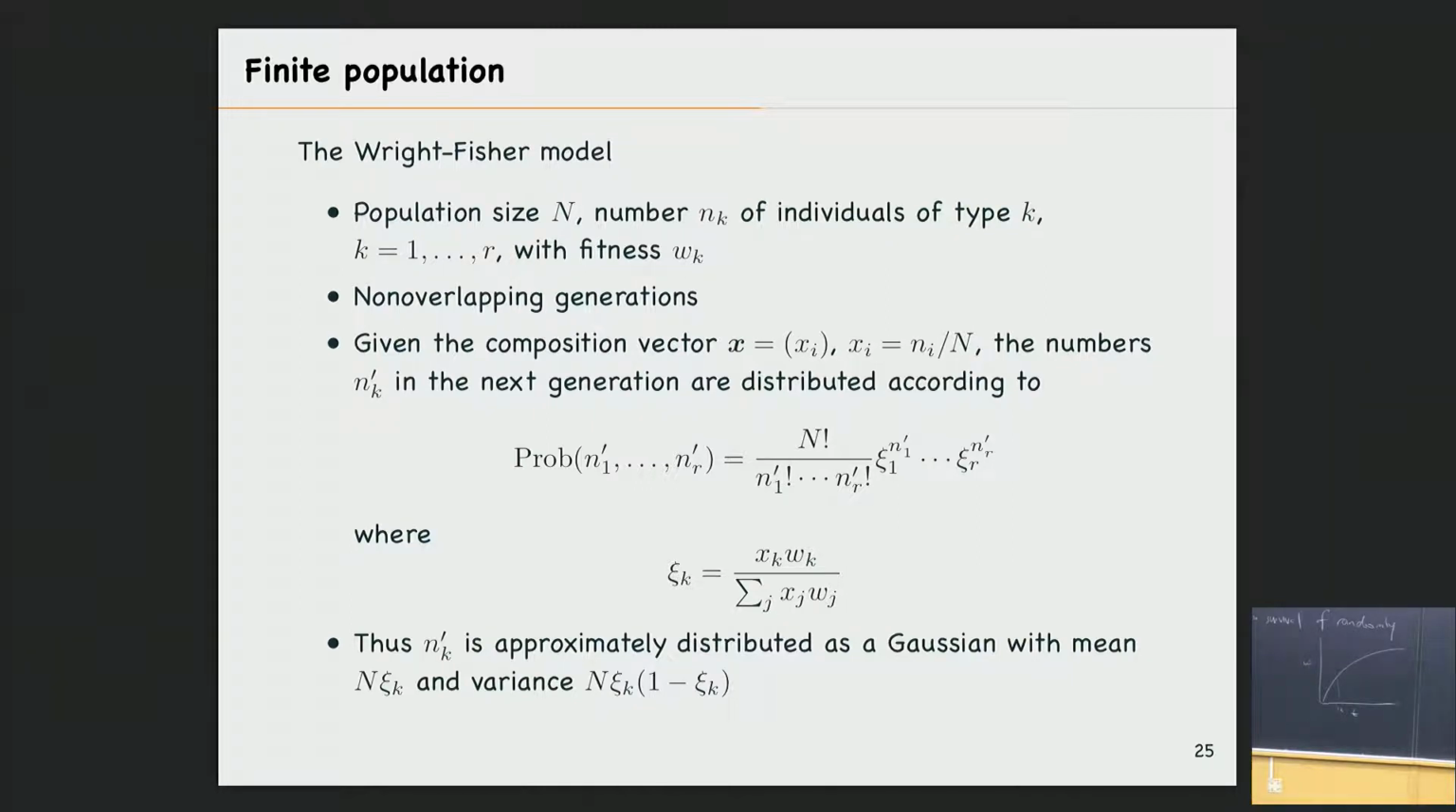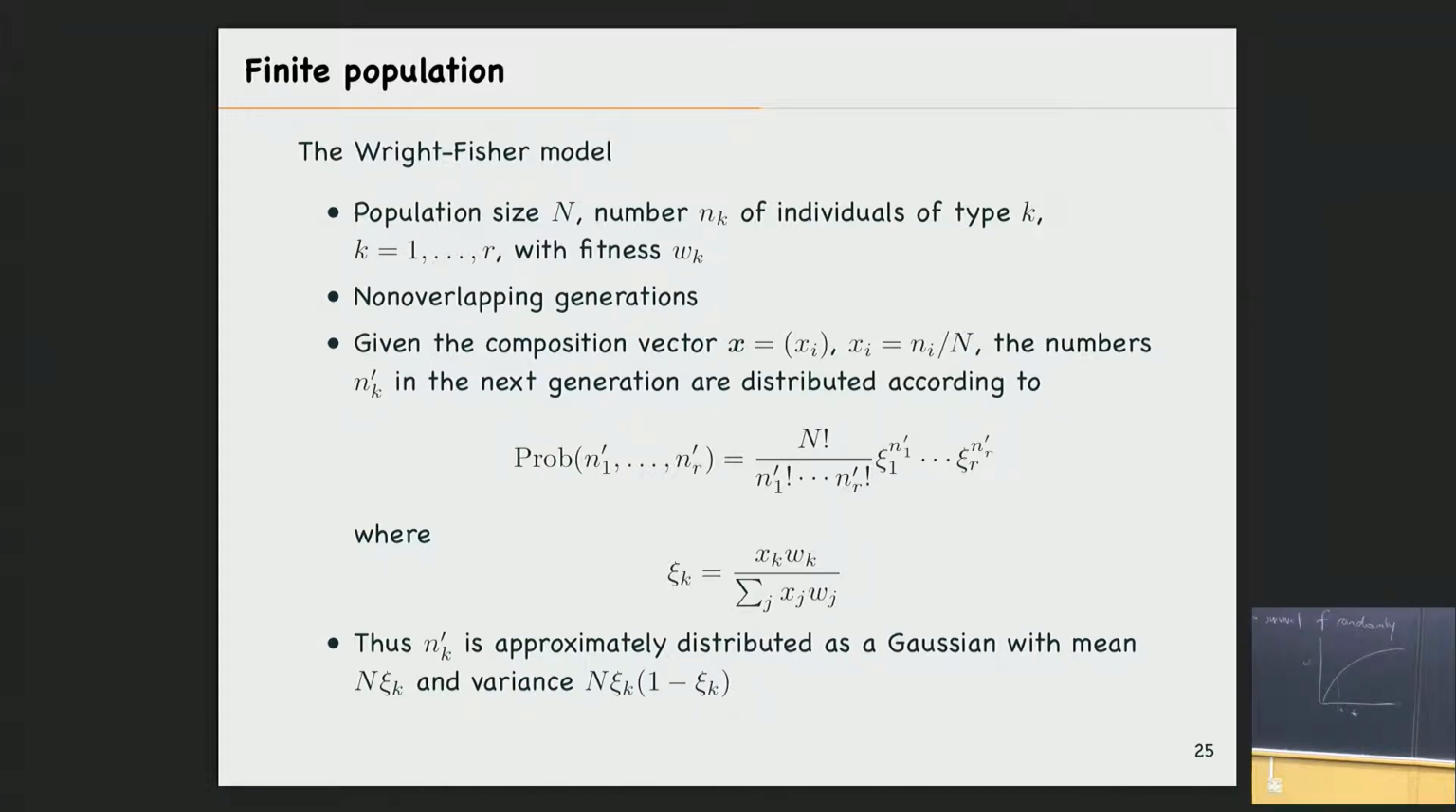Let us consider a simple model. This is the Wright-Fisher model. You have a finite population size, a certain number of individuals of type K, whatever K is, and you have a fitness WK for individuals of type K, with non-overlapping generations. Then you are given the composition vector of the population at a given time, which is the frequency of type I. And then you ask, what is the number of individuals of type I or K in the next generation? Well, this is just a trivial multinomial sampling problem.